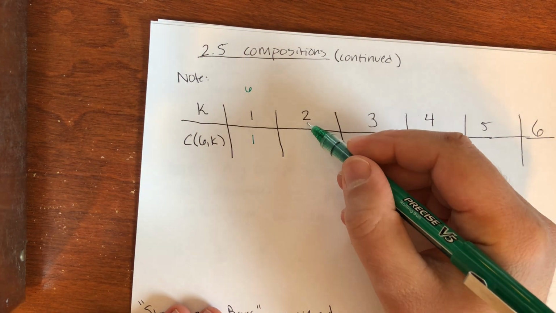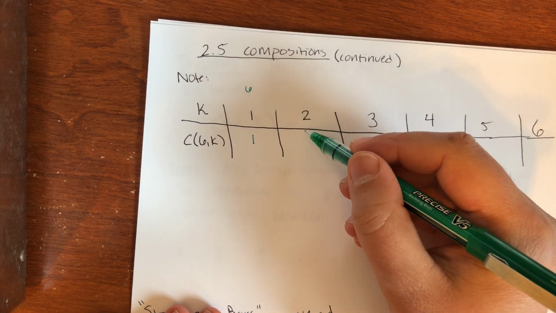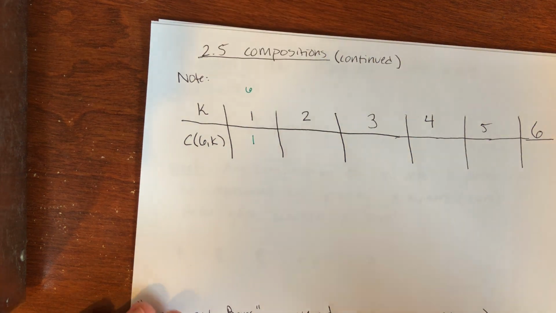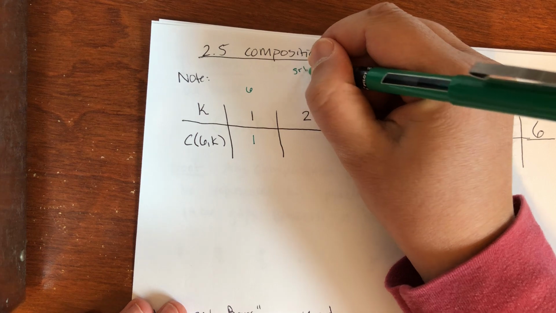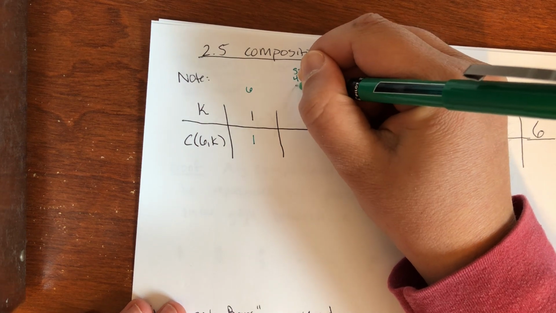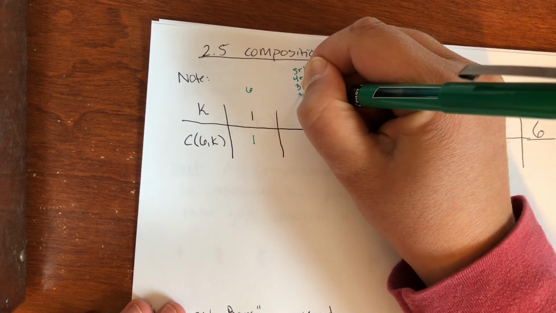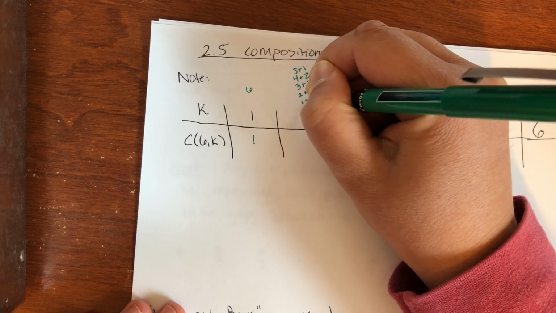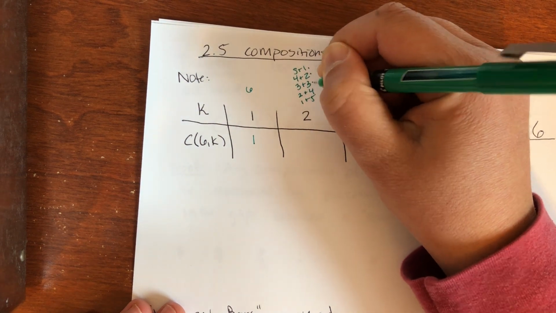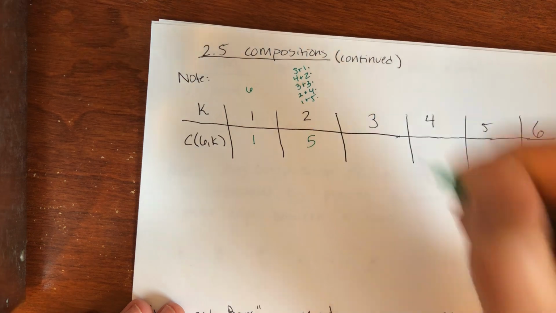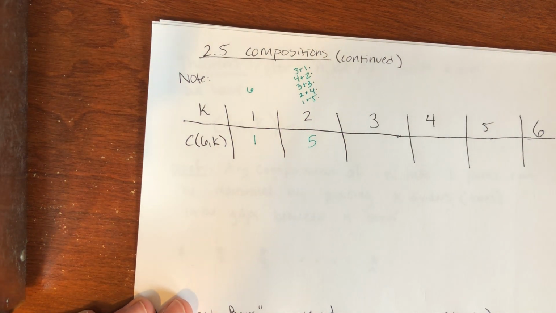Into 2 parts, this gets bigger, right? Because we had done this example in the last video. You could have 5 plus 1, or 4 plus 2, or 3 plus 3, or 2 plus 4, or 1 plus 5. So there's a total of 5 compositions of 6 into 2 parts.